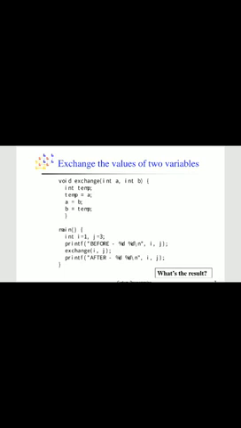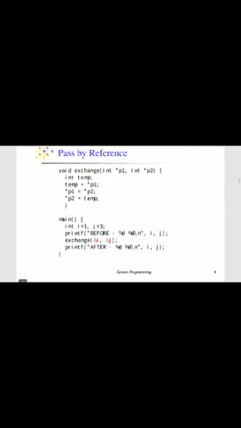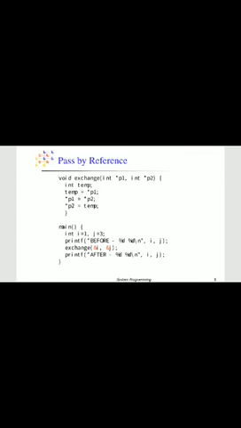In this case there is no change before and after. It's not going to change because we are using call by value. But when it comes to pass by reference, you can see in the exchange we are passing an address. So this is a very standard C program, and here we can swap the two numbers.